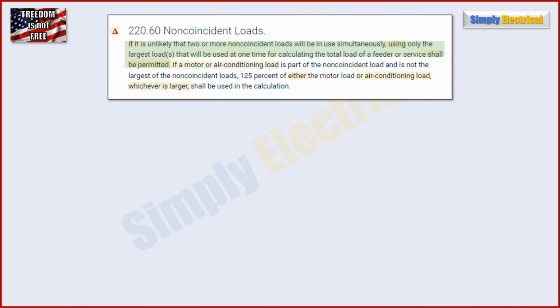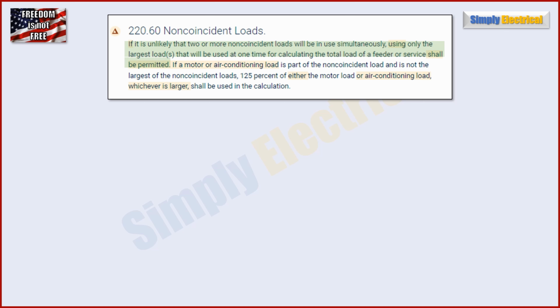First, as a reminder, this code section is specific to feeder and service load calculations. Now let's begin by defining what a non-coincident load is. So it's basically any 2 or more loads that do not coincide with each other in their time of operation. In other words, they don't run at the same time. So that's pretty simple. And a simple example of that would be like if you had an open sign and a closed sign for a storefront window. For obvious reasons, the open sign and the closed sign would not normally be lit at the same time.